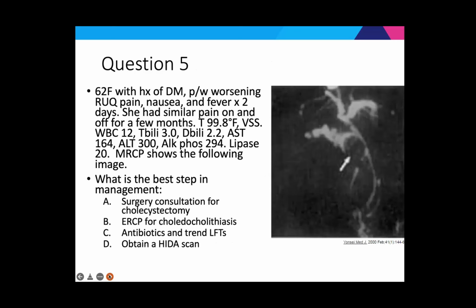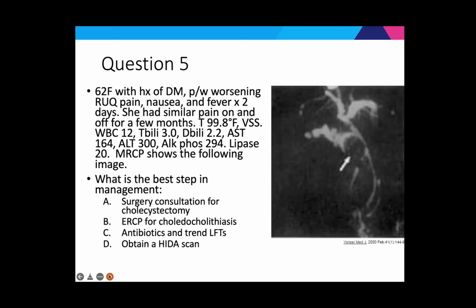All right, question number 5. This is a 62-year-old female with history of diabetes who presents with right upper quadrant pain, nausea, fever for 2 days. She had similar pain on and off for a few months. She's afebrile, her vital signs are stable.